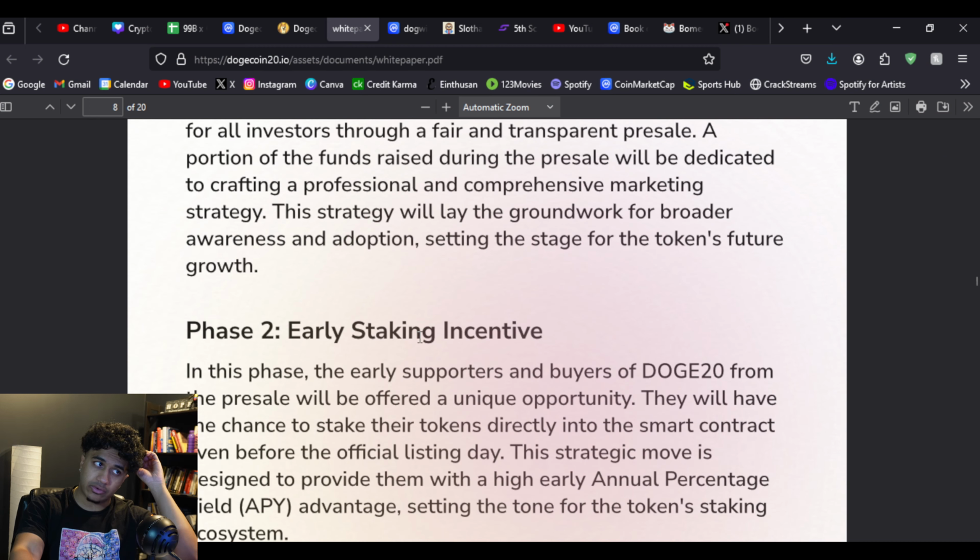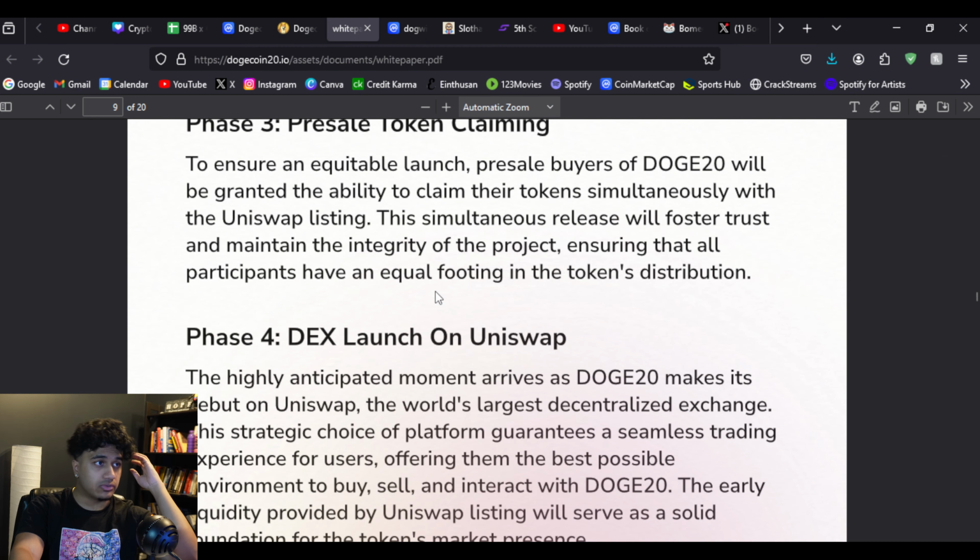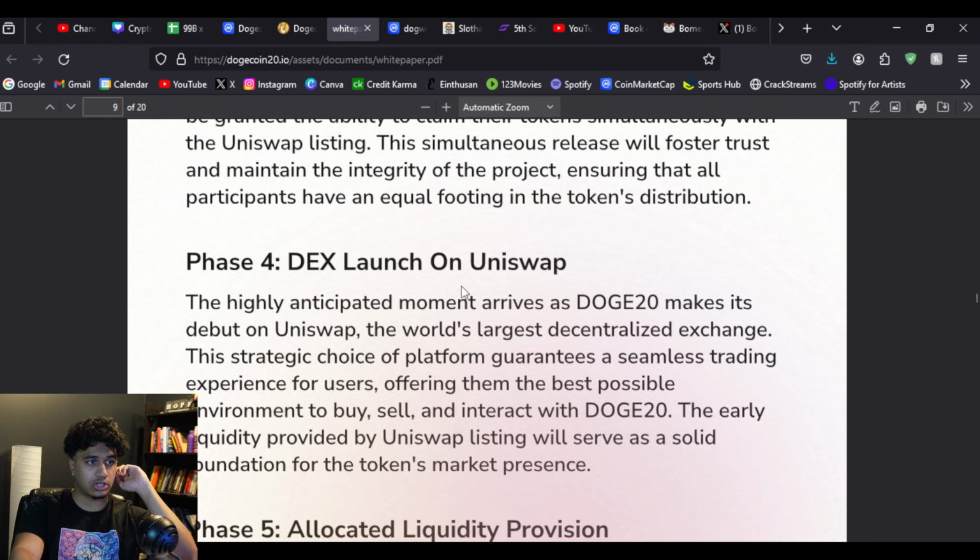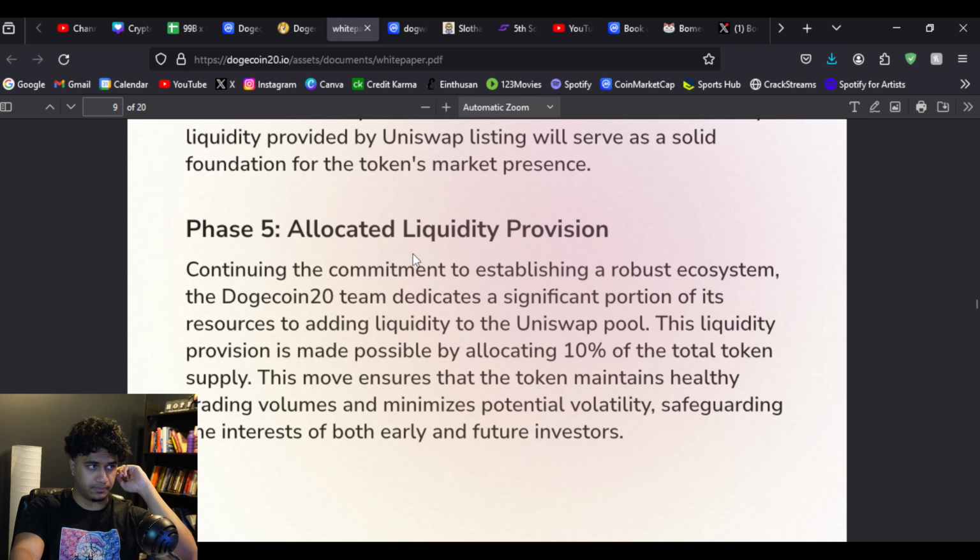So they have early staking incentive coming up, pre-sale token claiming. They want to launch on Uniswap, and then they want to continue the commitment to establishing a robust ecosystem, and they're going to dedicate a significant portion of its resources to adding liquidity to the Uniswap pool.